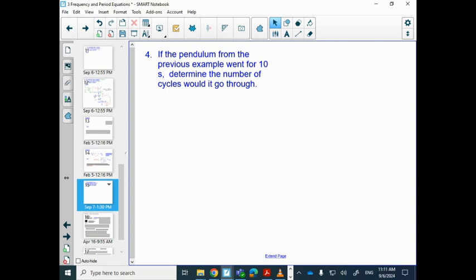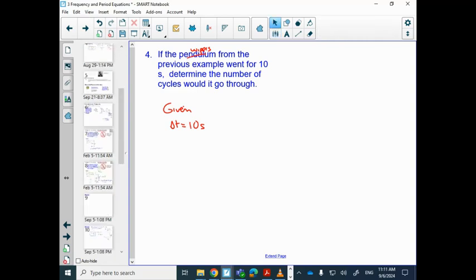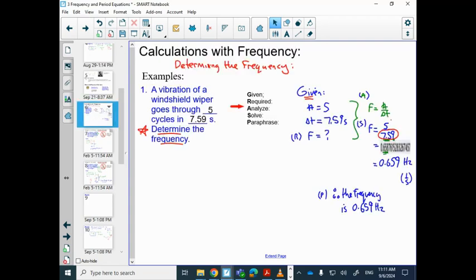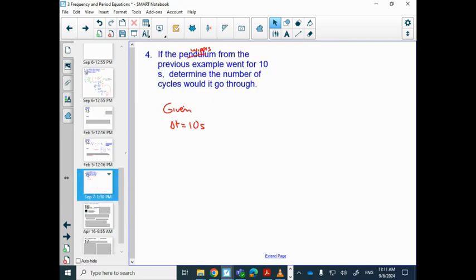What's the next one here? So pendulum, if the pendulum in the previous example went for 10 seconds. Okay, so we're going to have to change this to if the wipers from the previous example went for 10 seconds. So we've got a given information here of delta t, it's 10 seconds. Then we're going to use the frequency that we got. Jump up here, get that frequency. Frequency was 0.659 hertz. So frequency from before was 0.659 hertz.